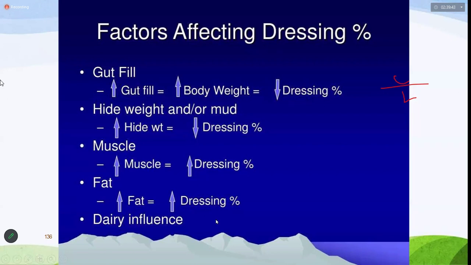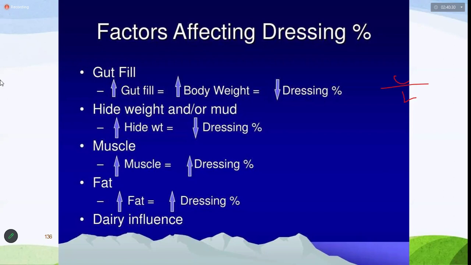Dairy influence is an additional factor you can think of. Think about feed conversion and milking cows. At the time we are going to kill them, if they have a high product of milk in their udders, what will happen? Feeding is stopped some hours before slaughter, because that affects the dressing percentage. Then dairy influence is also the same.